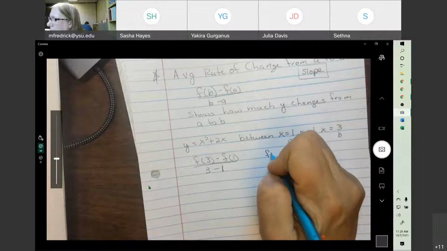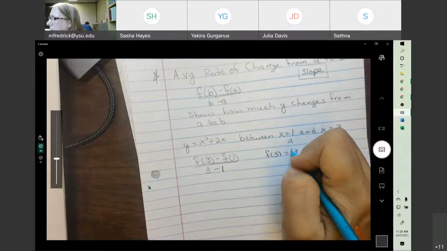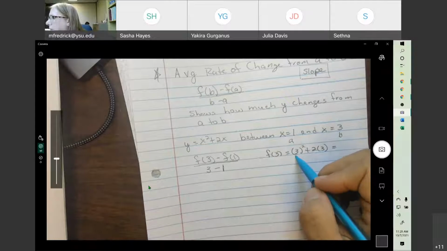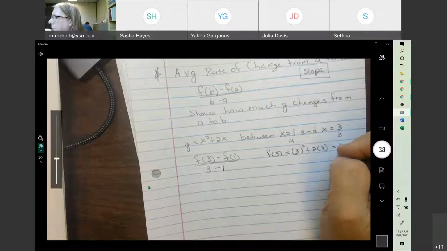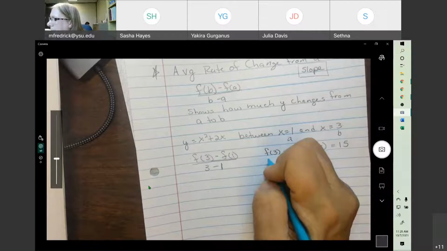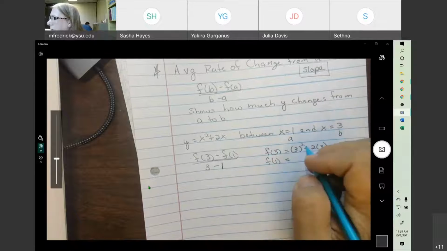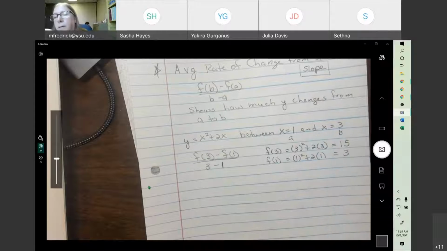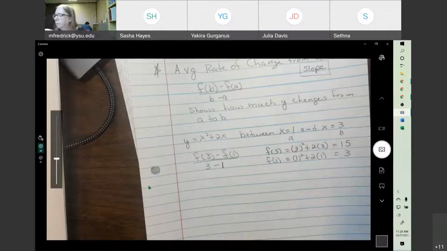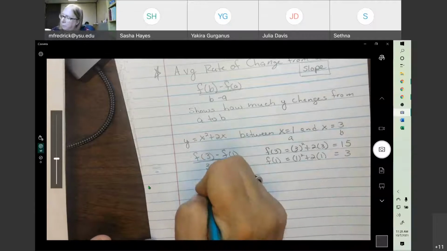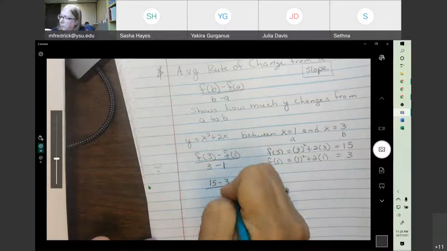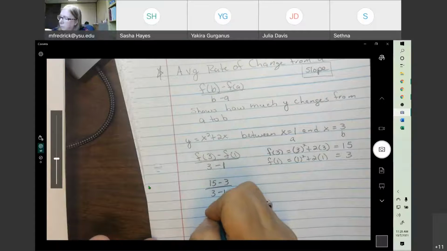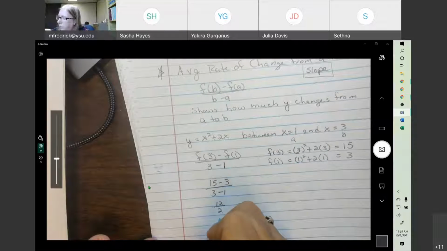So we could just say f of 3 is 3 squared plus 2 times 3, which is 9 and 6, 15. And f of 1 is 1 squared plus 2 times 1, which is 3. And then just plug them in. 15 minus 3 over 3 minus 1 is 12 over 2, or 6.